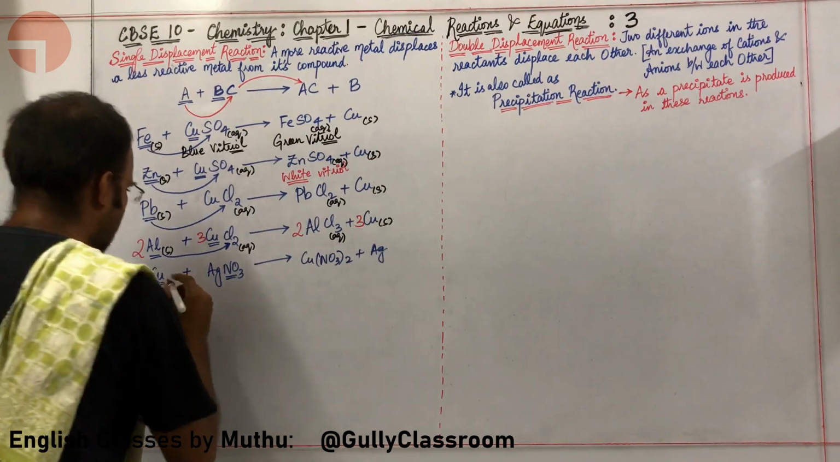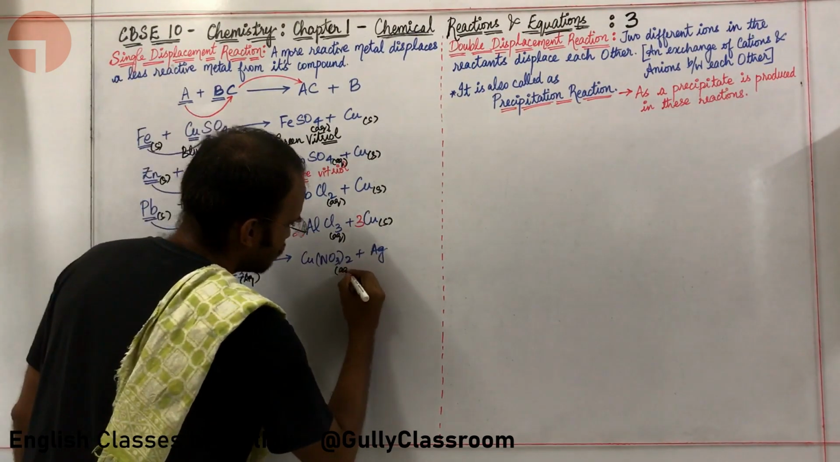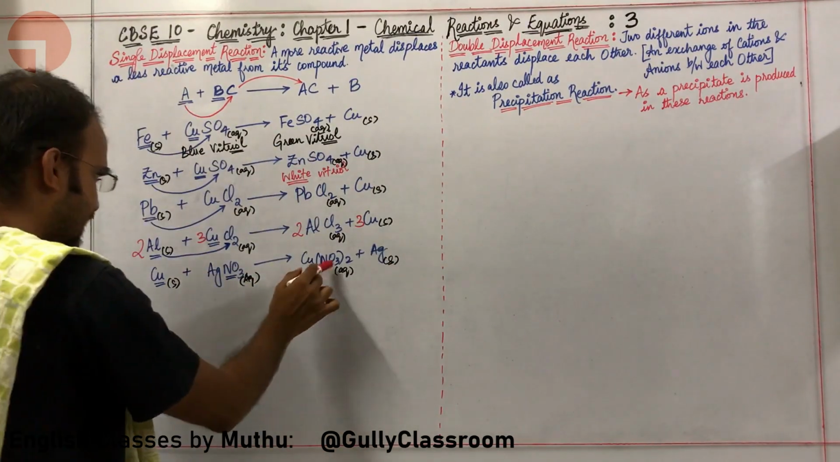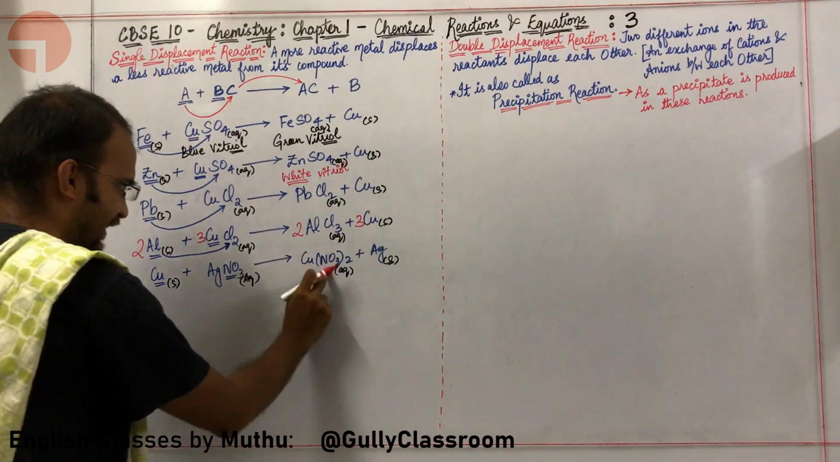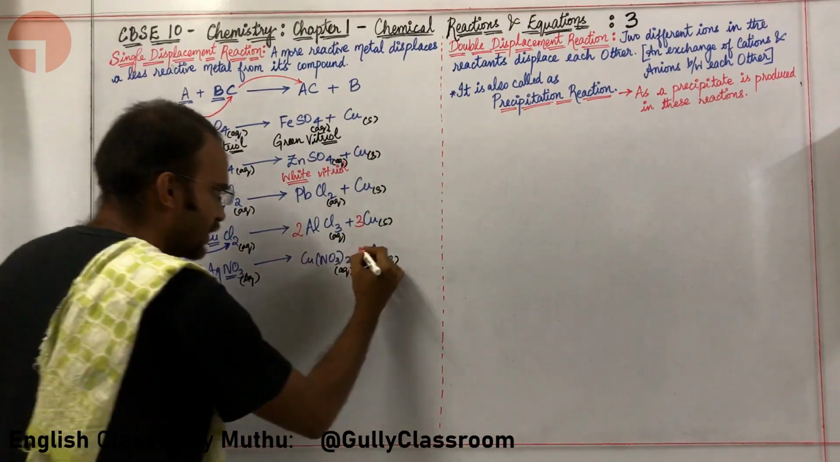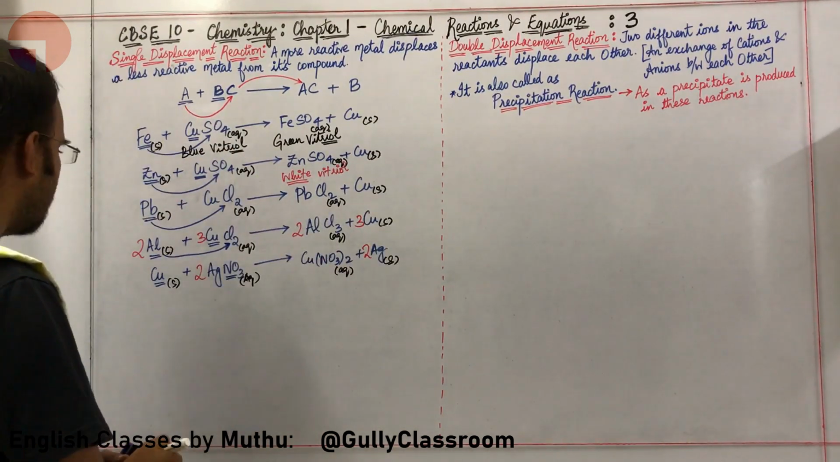The physical states are obviously, this is going to be a solid, this is going to be aqueous, this is also going to be aqueous and a solid. I need to balance this reaction. Here there are 2 NO3, nitrate is twice, so in order to balance this I am putting a 2. Ag is twice, I am going to put a 2 over here. This particular reaction is absolutely balanced.